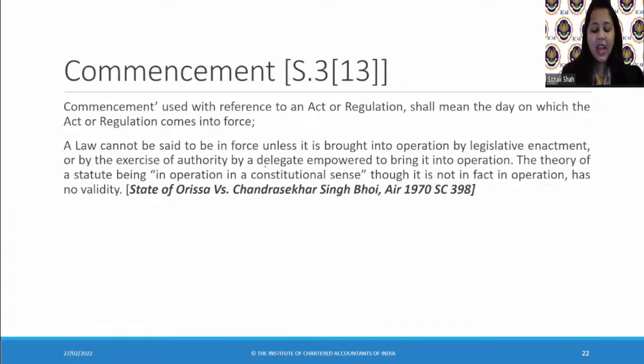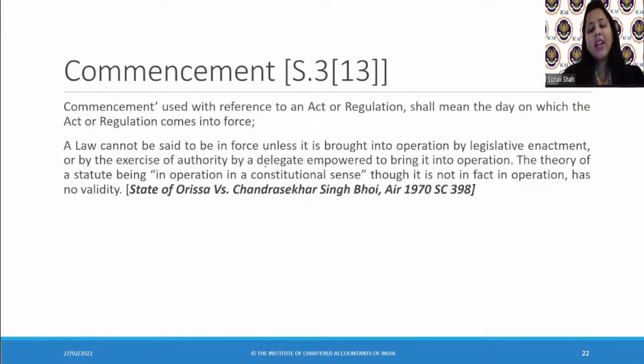So an act can be made today, or it might receive the assent of the President of India today, but it might come into force later. If you remember Companies Act 2013 also, initially only Section 1 came into force, and the remaining came into force in phases or parts.